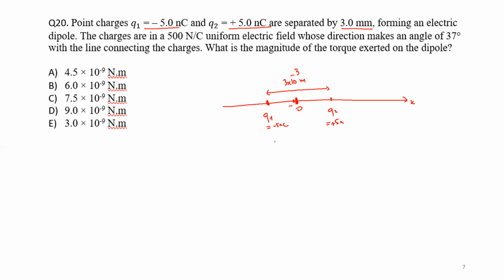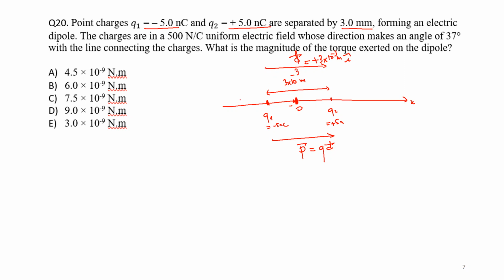So what is my electric dipole moment? My electric dipole moment goes from the negative to the positive. So this is my electric dipole moment, P. So it will be equal to just Q D, D being the distance going from the negative to the positive charge. So D here is just plus 3 times 10 to the power minus 3 meters i hat. Good.